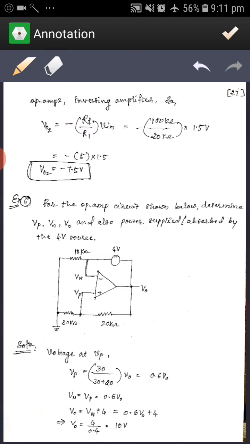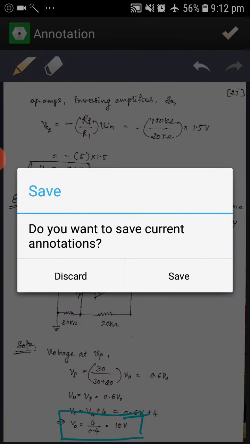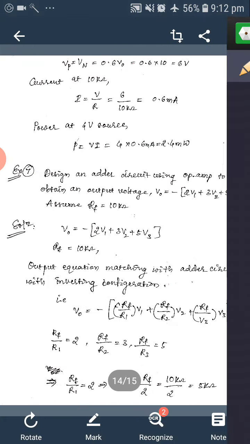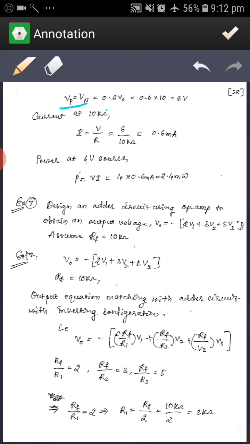If you see on this side, V naught is equal to Vn plus 4. We know that Vn is equal to 0.6 V naught, so V naught is equal to 0.6 V naught plus 4. Then V naught is equal to 4 divided by 0.4, so that will become 10 volts. Now we know that V naught is equal to 10, so we can calculate Vp and Vn is equal to 6 volts.